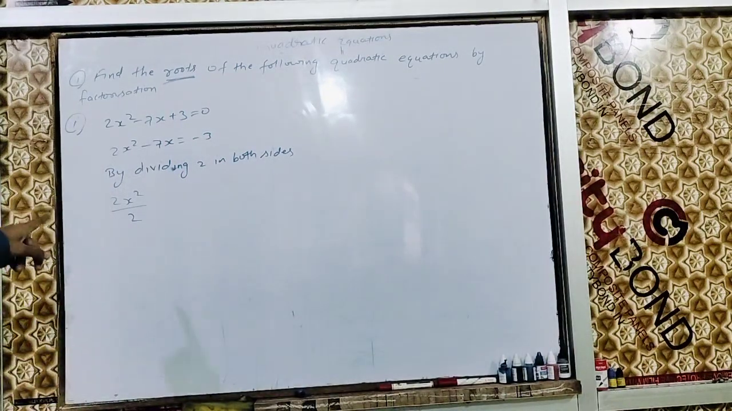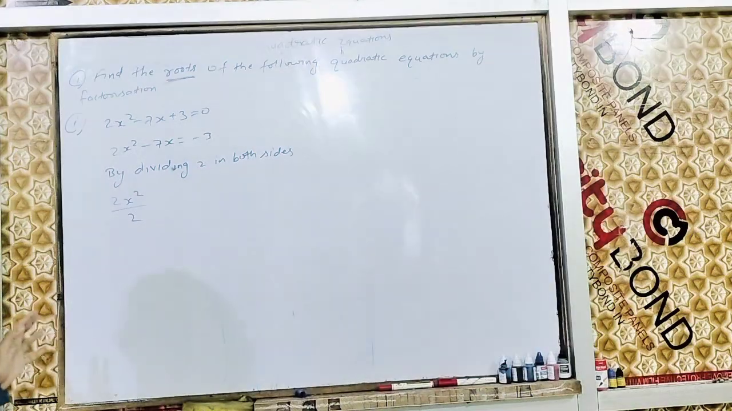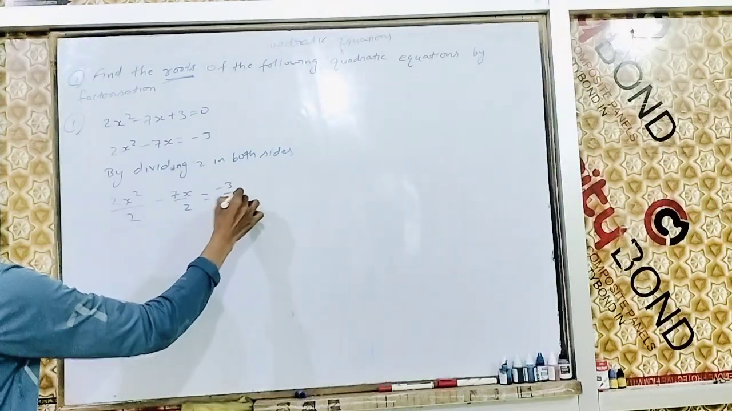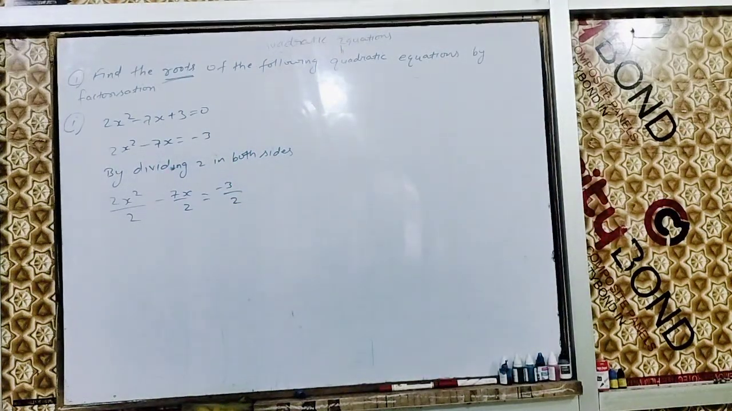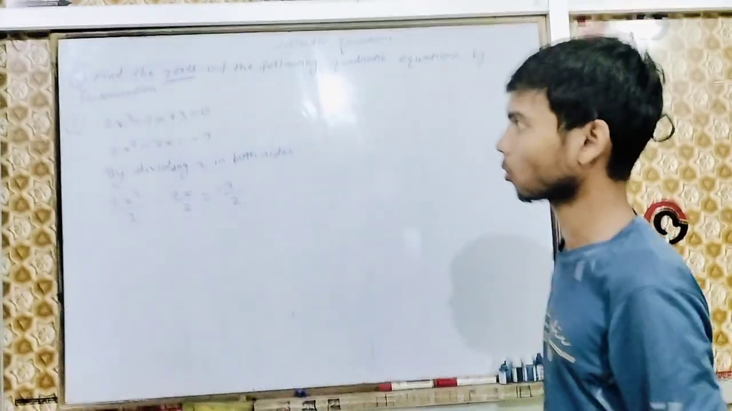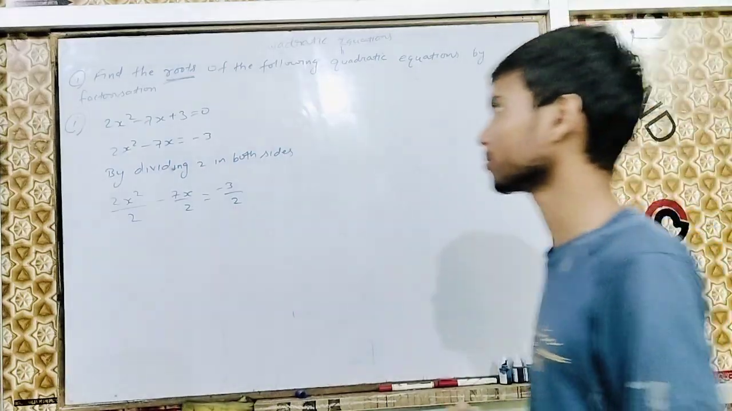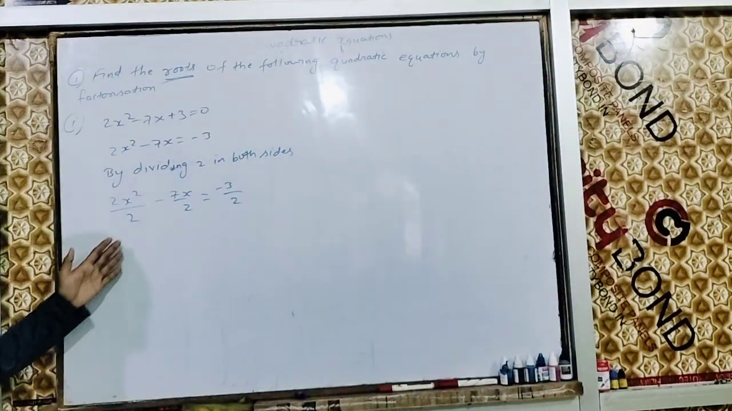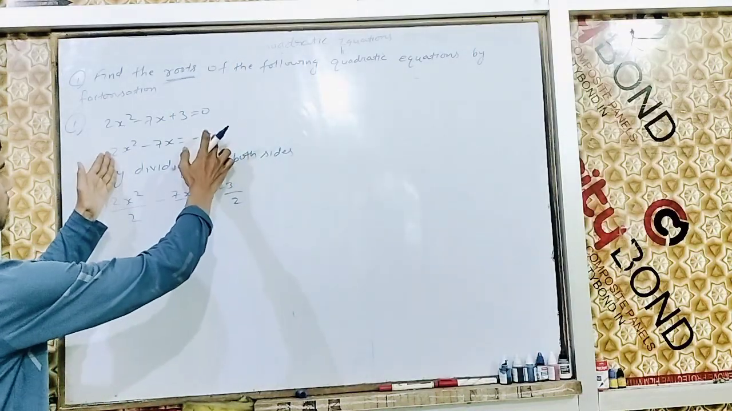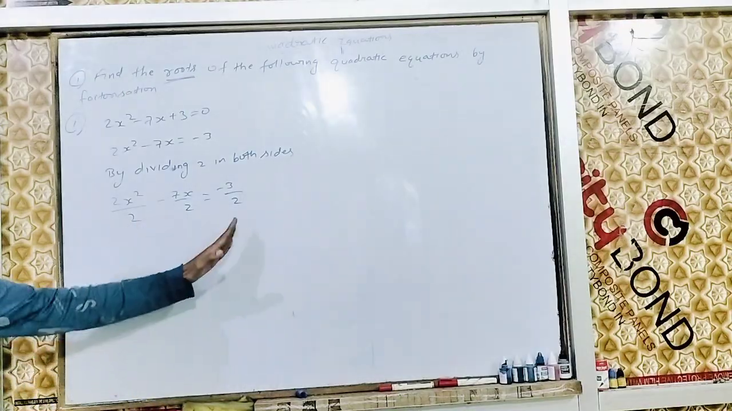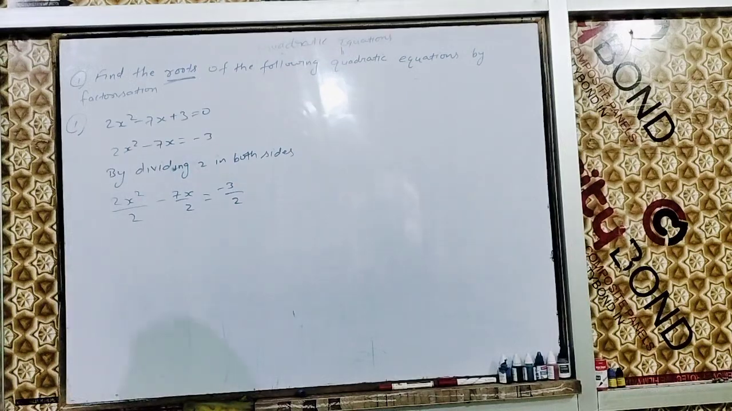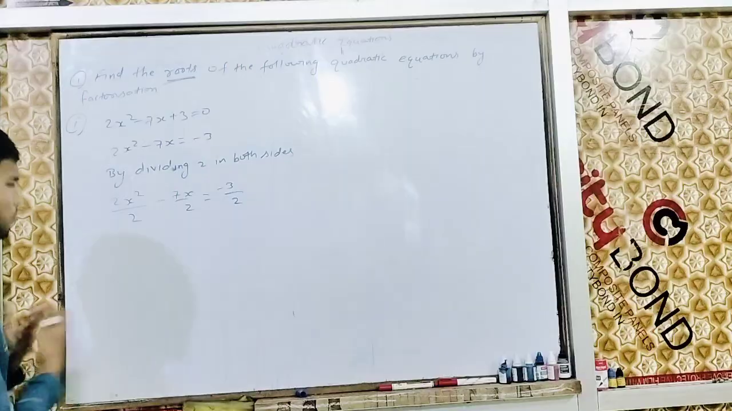So it will be 2x square upon 2, because here we are dividing each term by 2. Same here, minus 7x by 2, then same in this, minus 3 by 2. Now can you tell me, are this and this same or not? I would say yes, both are same, because when you simplify this, you will get the same, because in both sides we are dividing each term by 2. That's all. Okay. Let's simplify this.